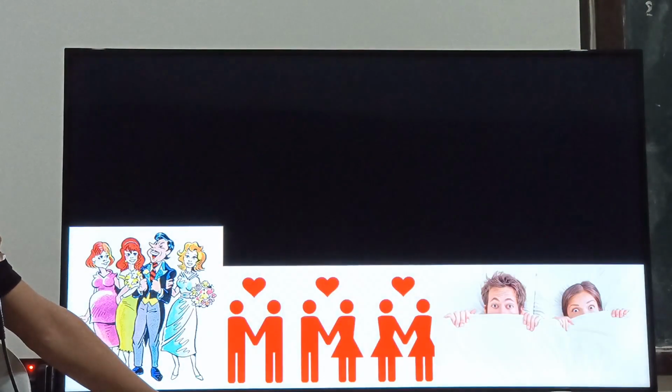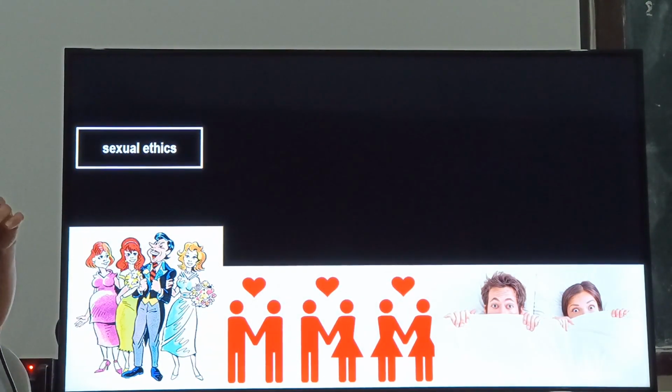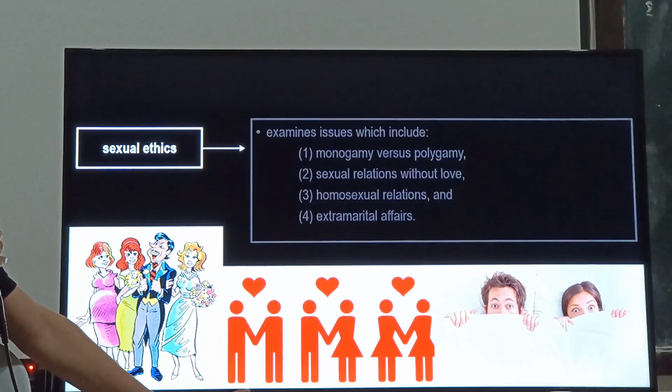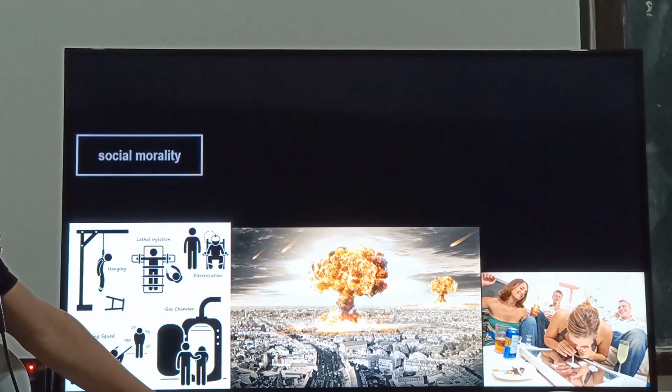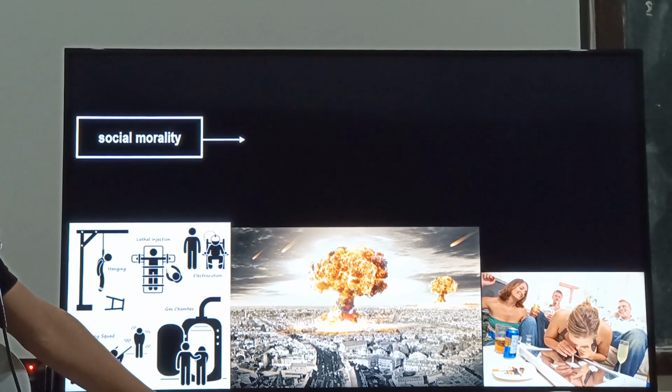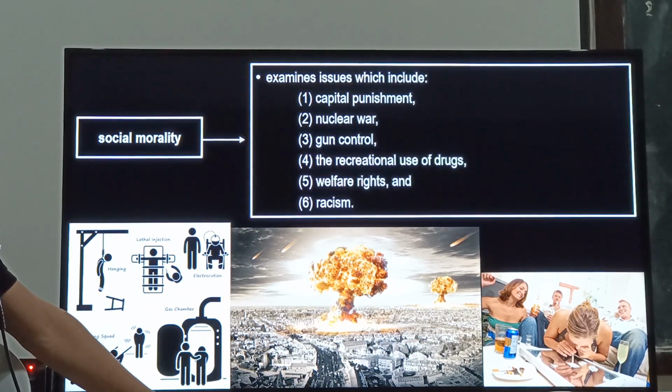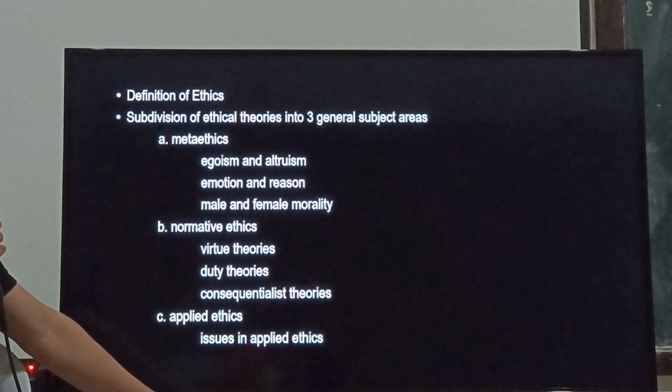And then sexual ethics or sexual morality deals with issues that include monogamy versus polygamy, sexual relations without love, homosexual relations, and extramarital affairs. Lastly, in social morality, we deal with issues which include capital punishment, nuclear war, gun control, the recreational use of drugs, welfare rights, and racism.